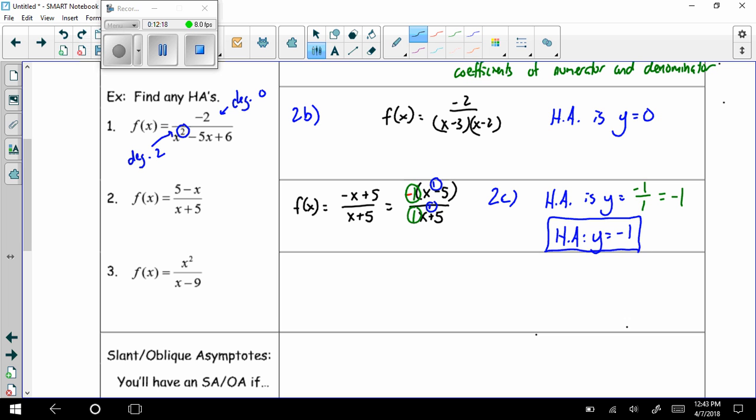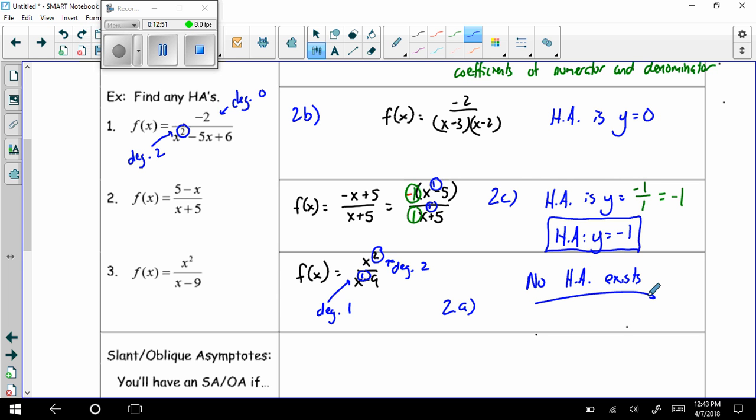And last but not least, we have f of x equals x squared over x minus 9. Nothing to factor here. And the degree on the top is 2. The degree on the bottom is 1. So we are looking at rule 2a, which says that if there is a bigger degree on the bottom, no HA exists. And so we don't have to worry about a horizontal asymptote in that case.